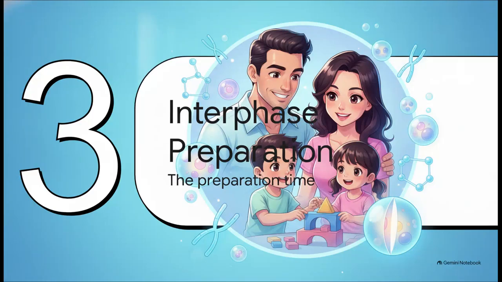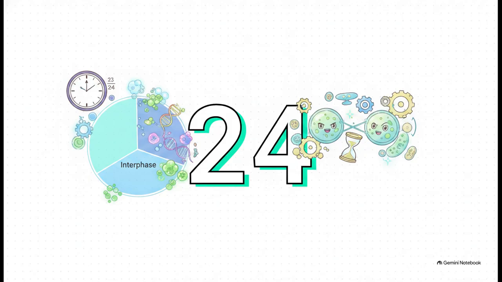All right, that brings us to part three, interphase, which is really just the preparation time. Think of a cell's life cycle kind of like a human's. We spend years growing and preparing before we're ready to have kids, right? Well, in humans, a typical cell takes about 24 hours to complete one full cycle of division.